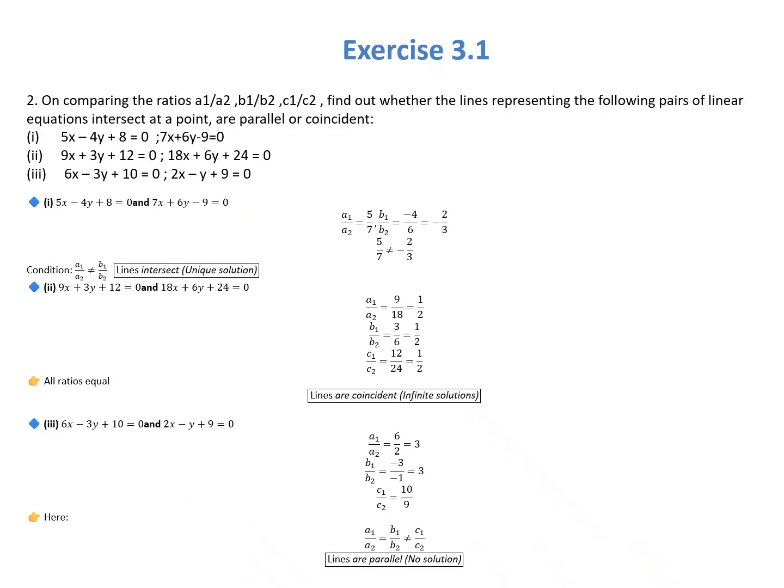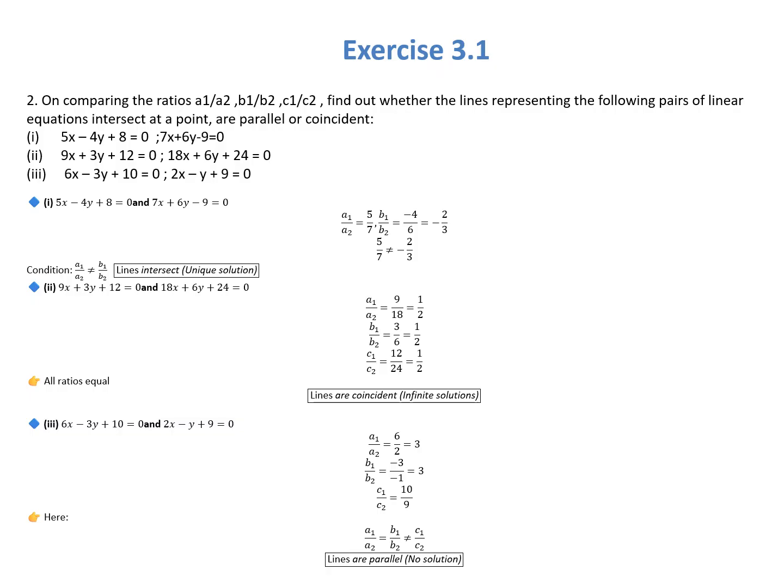So another set of questions, which is question 2. In this question, comparing the ratios A1 by A2, B1 by B2, and C1 by C2, we have to find whether the lines representing the following pairs of linear equations intersect at a point, are parallel, or are coincident. We'll definitely do that, but before that, we have to make sure that our equation is in the standard form.